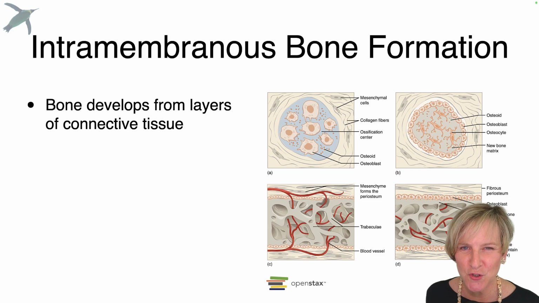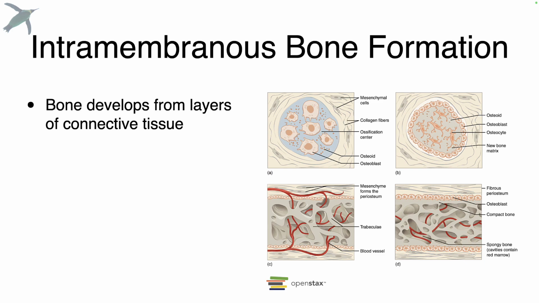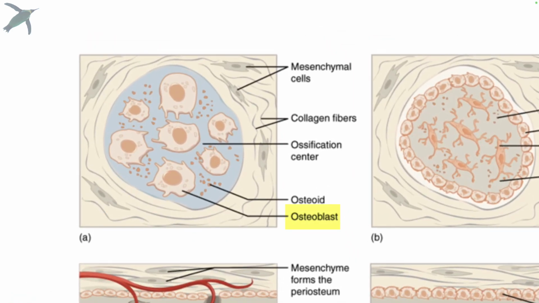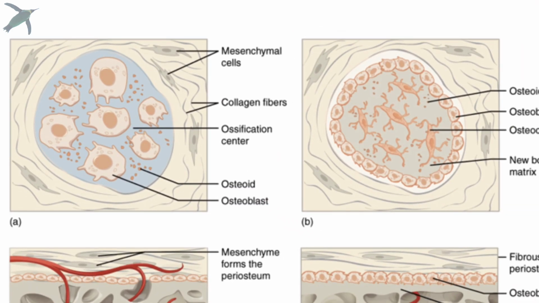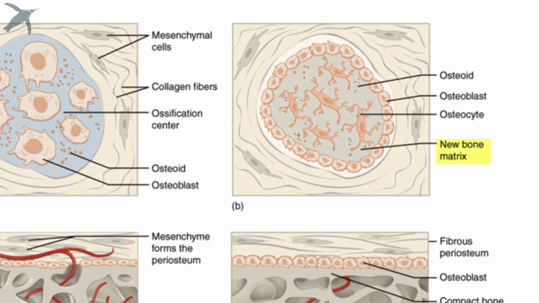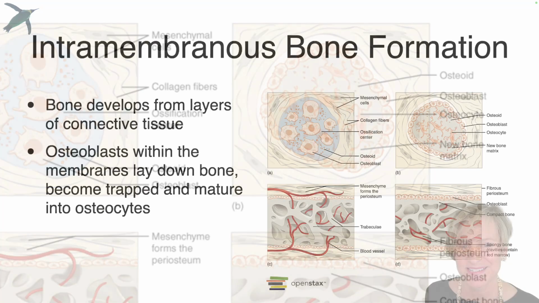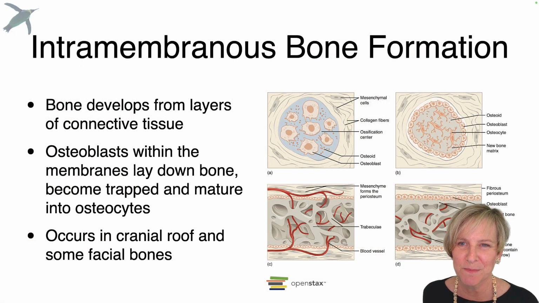Finally, bone development. Bone forms in two different ways. Intramembranous bone formation is when we have bone that forms from layers of connective tissue. Osteoblasts come in directly and start to lay down the bone matrix. Once they're trapped in their little lacunae, they become mature osteocytes. We see this type of bone formation mainly in bones of what we call the cranial vault in the skull, as well as some facial bones.